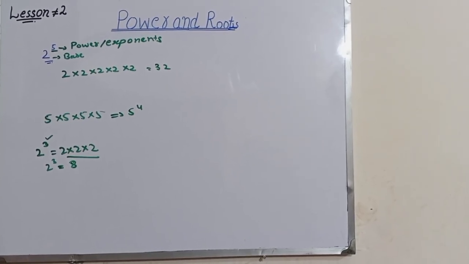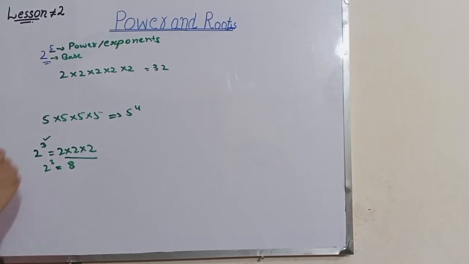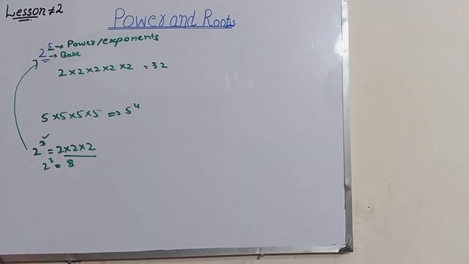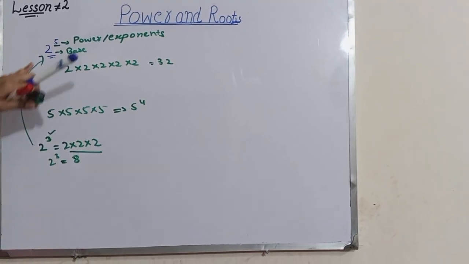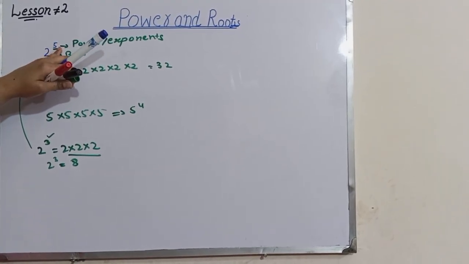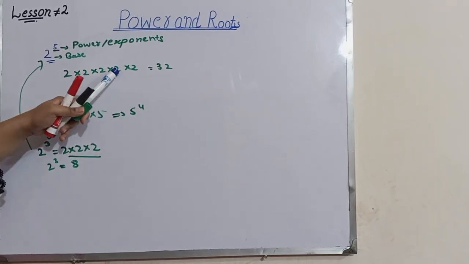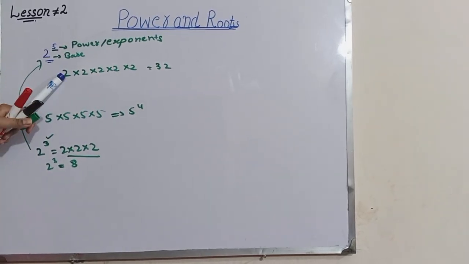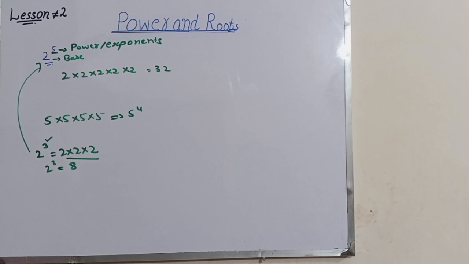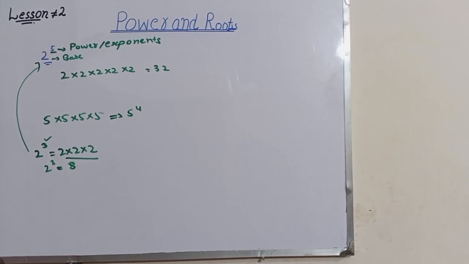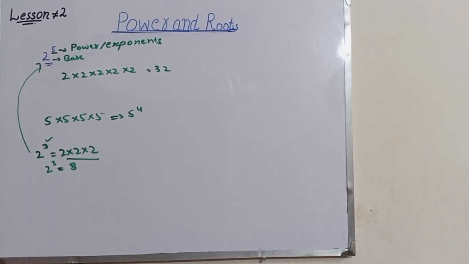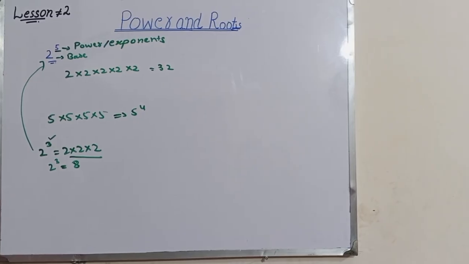Let's look at another example. 2 power 5: 2 multiplied by 2, 2 multiplied by 2, 2 multiplied by 2, which means 2 multiplied 5 times by itself. So, the answer will be 32. The value of 2 power 5 will be 32.